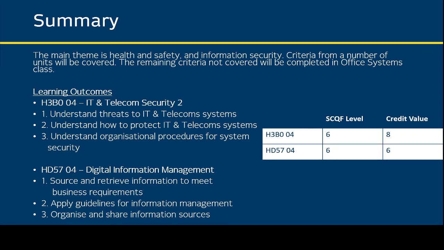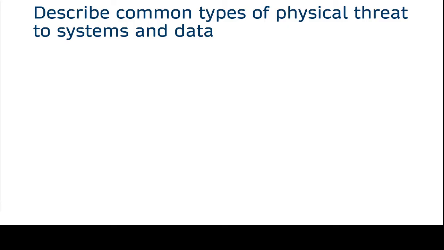The first unit, IT Security 2, is SCQF Level 6, and there's 8 credits for that unit. It's quite a big unit. The Digital Information Management unit is SCQF Level 6, and there's 6 credit values for that unit.